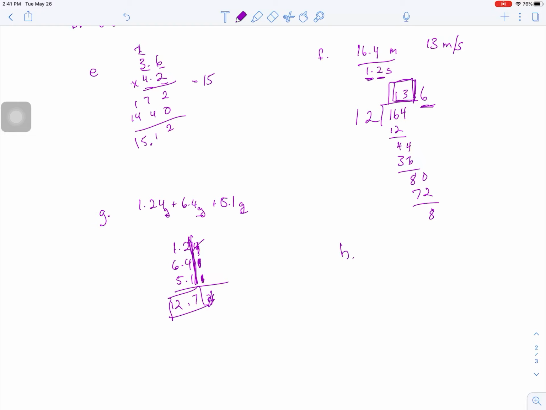And H is the last one. 0.24 subtract 0.12, and we get 0.12 liters. And so she is solved. And that is your practice set in your lesson 117.